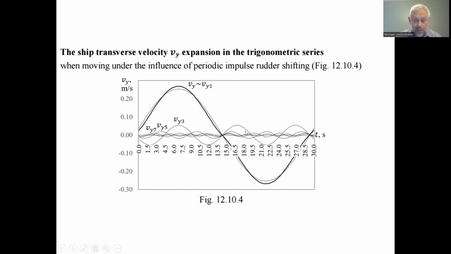These thin solid lines we designate as the terms of the expansion of the translational velocity into the Fourier trigonometric series, and the bold solid line is the total of the expansion of the translational velocity in the trigonometric Fourier series. It looks very sinusoidal.